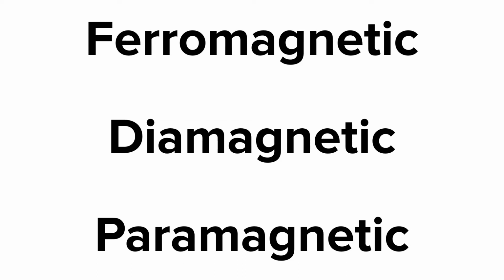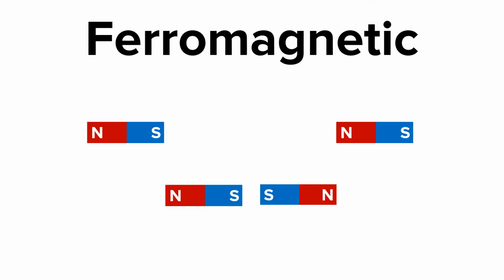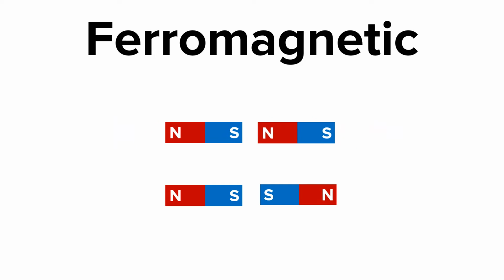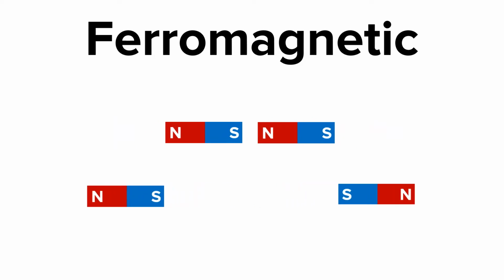There are three different magnetic materials that are important for us in radiography. They are ferromagnetic, diamagnetic, and paramagnetic. A ferromagnetic material is any material that does not become a magnet until it is in the presence of a magnetic field. Once strongly magnetized, ferromagnetic material acts like a typical magnet, with unlike poles attracting and like poles repelling.